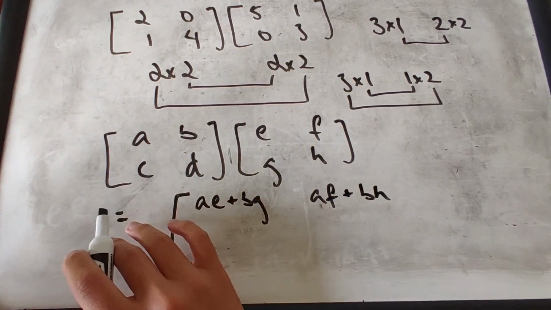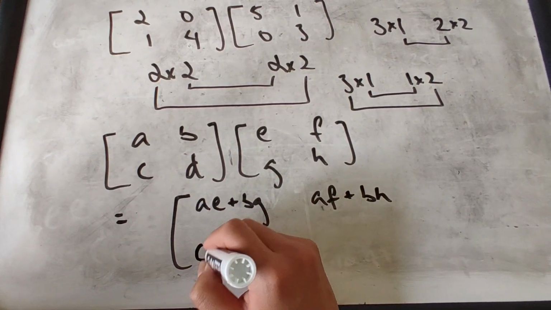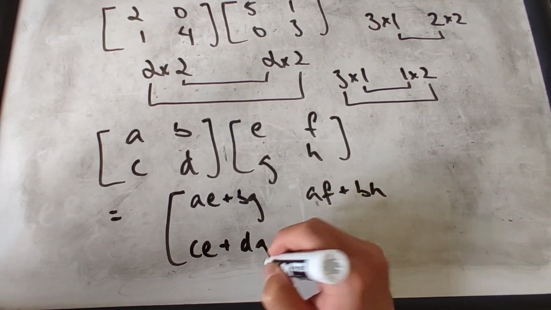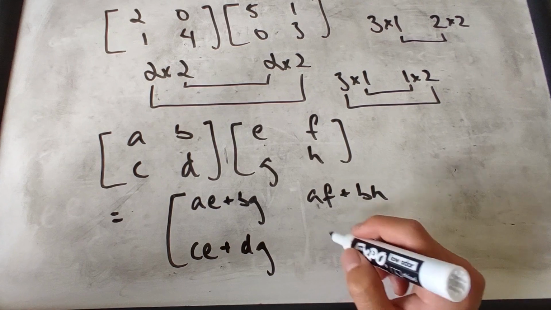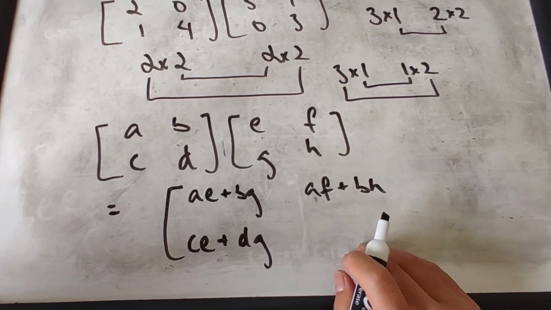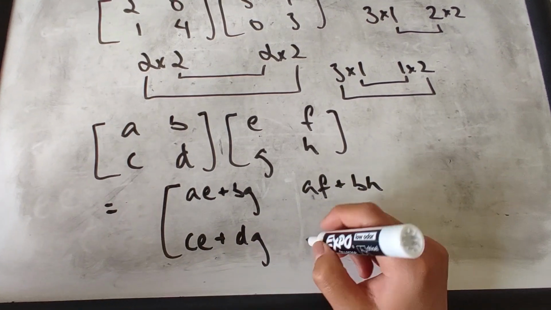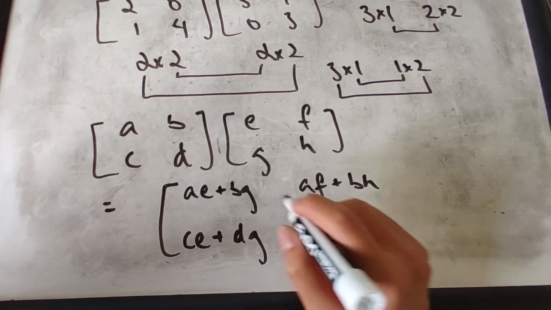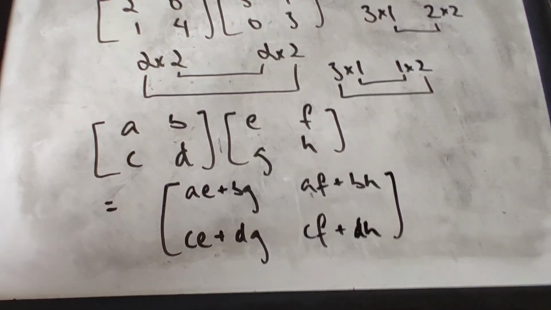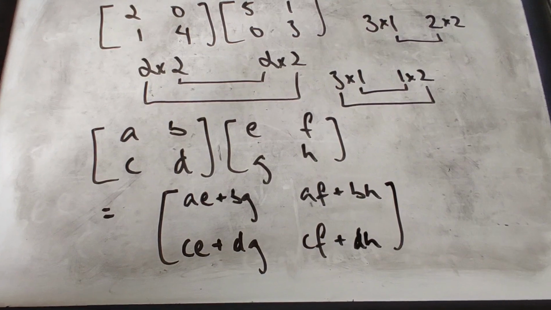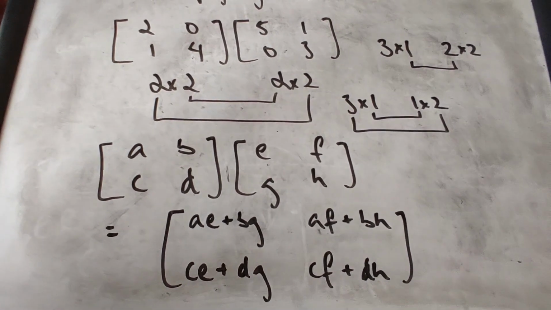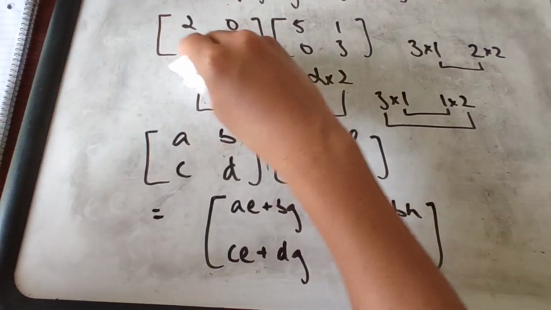And we do the same over here: c times e, the second row times the first column, plus d times g. And for the last value, in the second row and second column, it'll be c times f, plus d times h, which is the other value in the second column. So that is the general format of it, and we can go back to the example up on top.